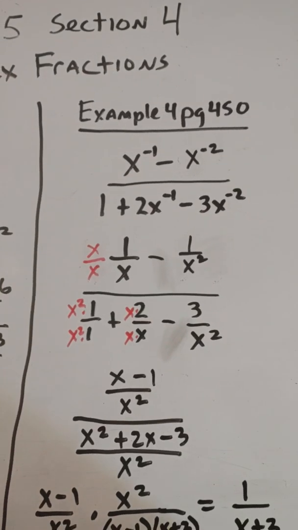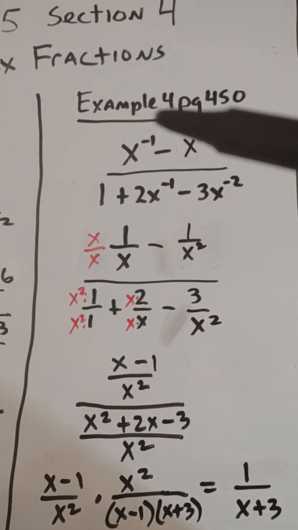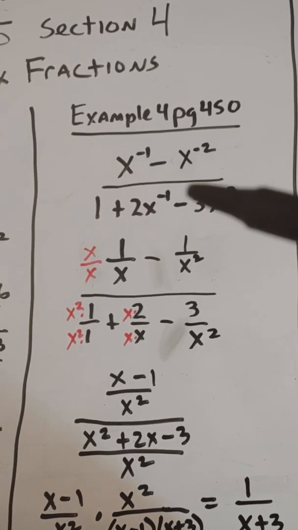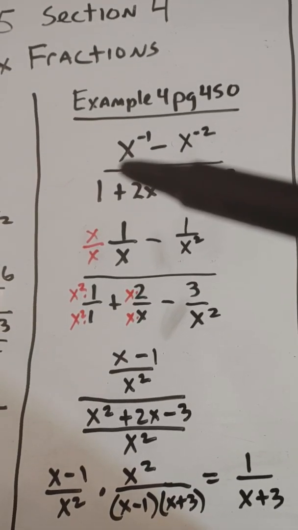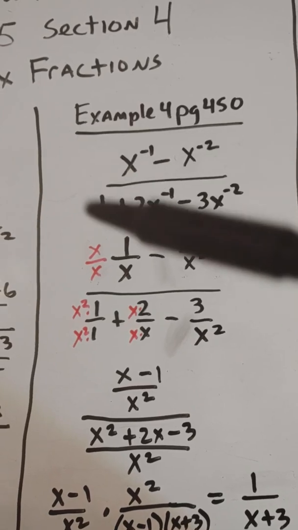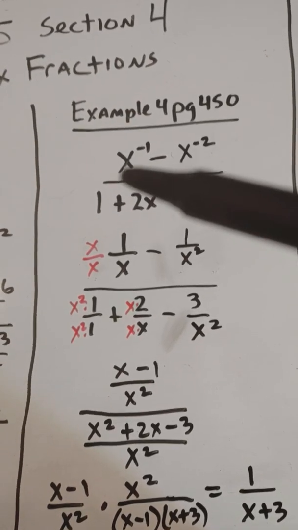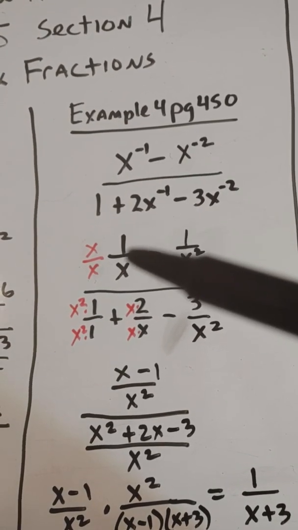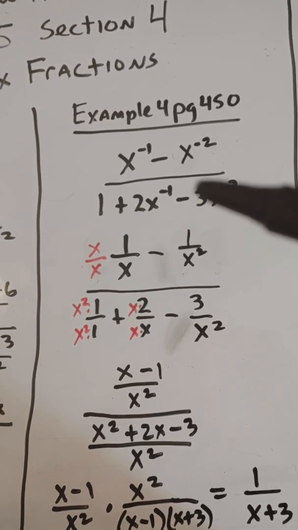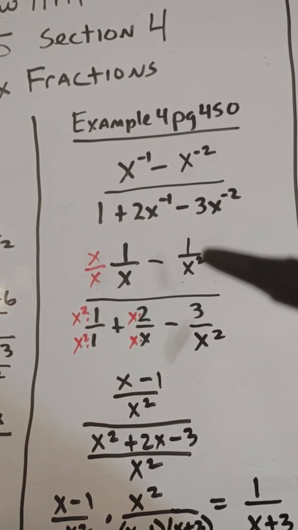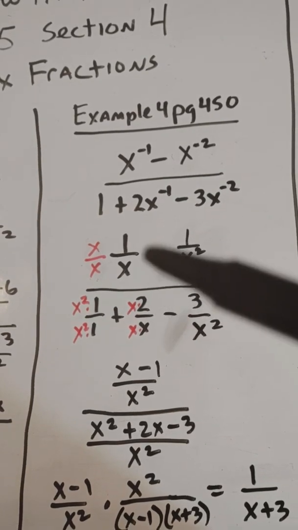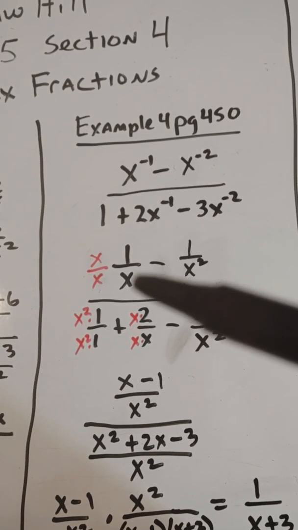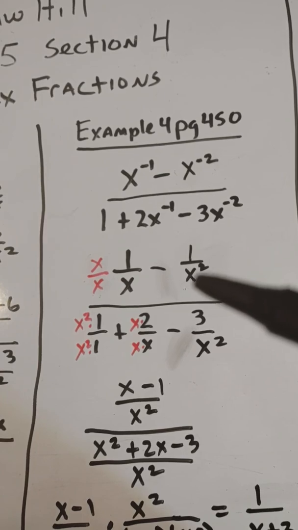Here is example 4, page 450. This is with negative exponents. Remember, negative exponents we make positive by taking this and placing over 1 and then moving to the reciprocal. So x to the negative 1 really is 1 over x to the first. X to the negative 2 is really 1 over x squared. Same thing here. So that's what's happened here. I've changed this to 1 over x minus 1 over x squared.